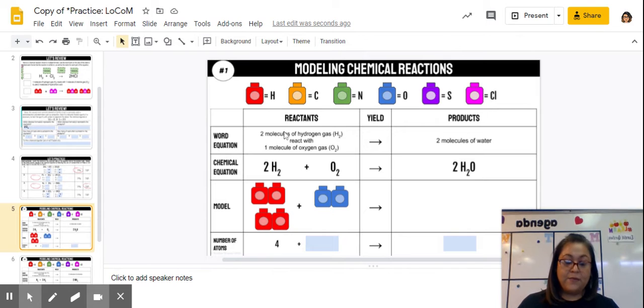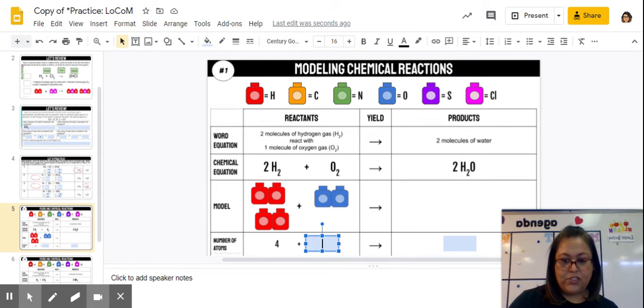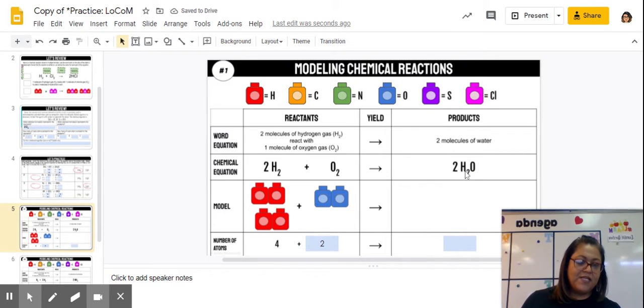This one, I am going to make my models. So this side is done for me. I can see my H2, but I've got 2 of them, 2 H2, and then my O2. So I have 4 hydrogen, and I have 2 oxygen, and then I have to build this model. So I'm going to build my H2O model first, because I'm going to forget this coefficient for the moment.